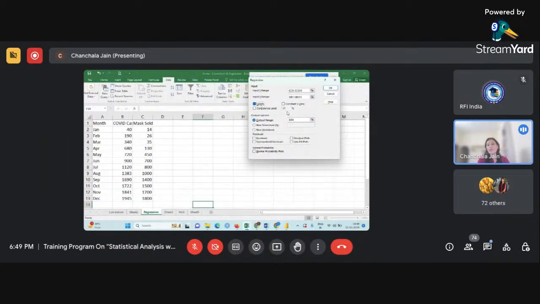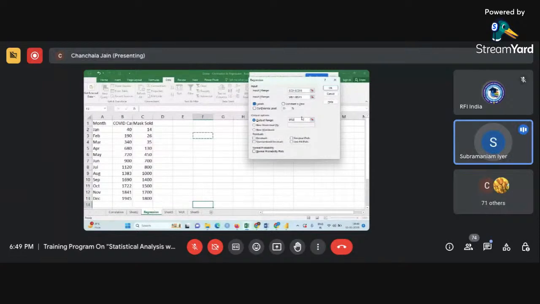Confidence level by default is 95%, but if suppose you want to test your hypothesis at 99 or some other percent, you can check this box and you can make changes in this confidence level, right? Output range is totally up to you where you want to generate your output. Any one of you can choose here. So I am going with the first option, output range. Here I am giving a cell. So this is all you need to do.